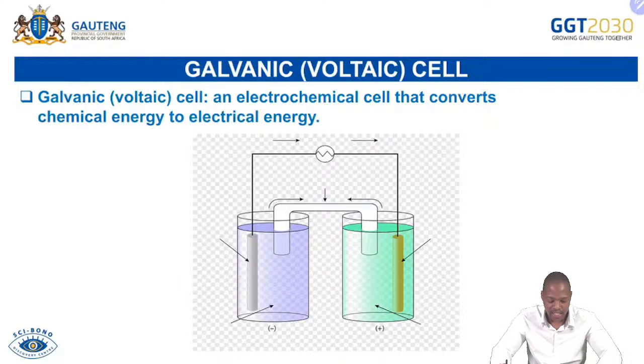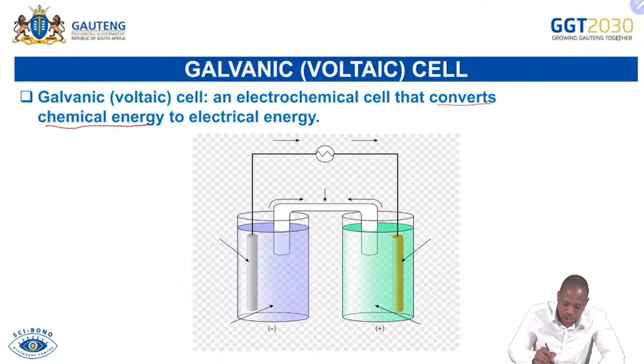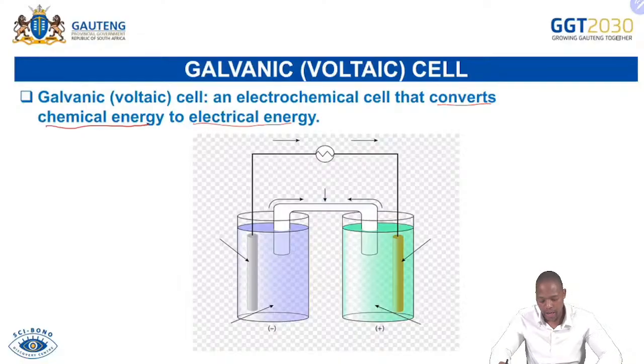Again, a galvanic cell or voltaic cell, the definition is that it is an electrochemical cell. And what does it do? It converts chemical energy to electrical energy. That's what a galvanic cell does, as you can see in the picture that I have here. Here are the chemicals, and these chemicals will turn and give you electricity. So what's the idea behind the galvanic cell?